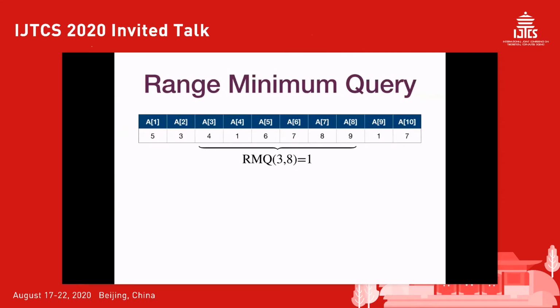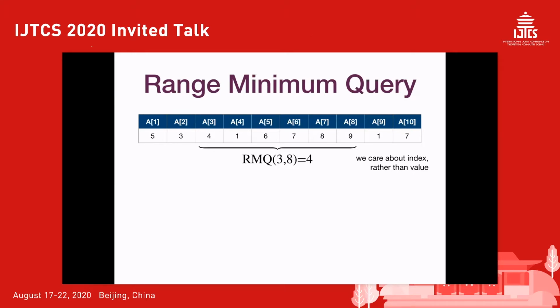Range minimum query, aka RMQ, is a classical data structure problem. Given an array of numbers, the queries may give some ranges and ask the minimum over the ranges. For example, the minimum between the third element and the eighth element in this array is 1.